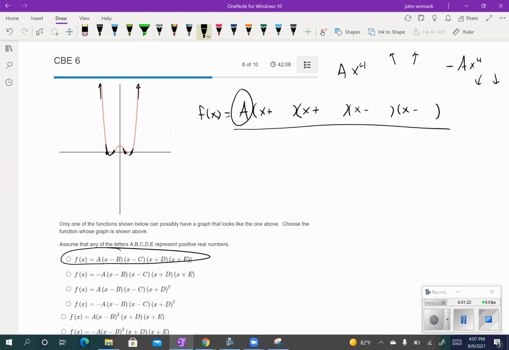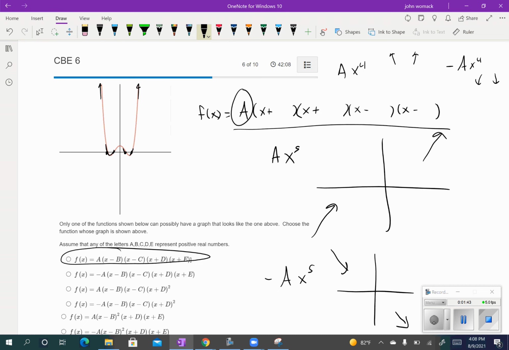Remember, if your degree is odd, say it was like x to the 5th, if a is positive, it starts coming in from the left going up and it ends going up. If it's odd and a is negative, it starts coming down and it ends going down, right? This is my x and y axis.